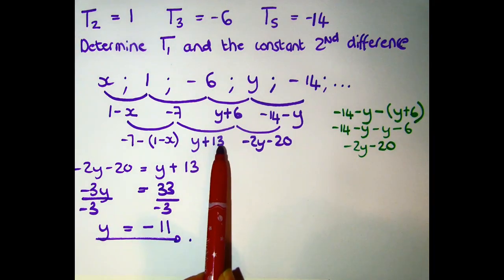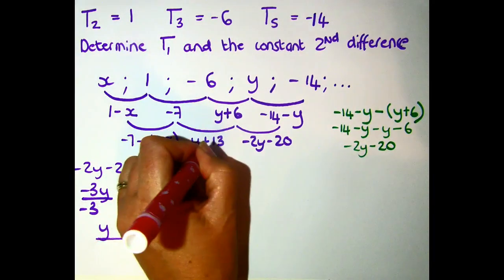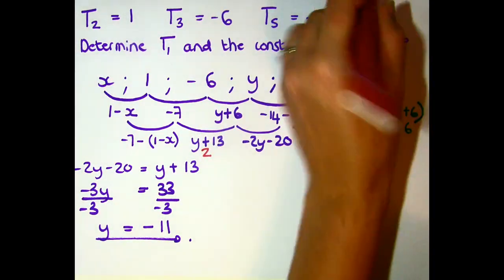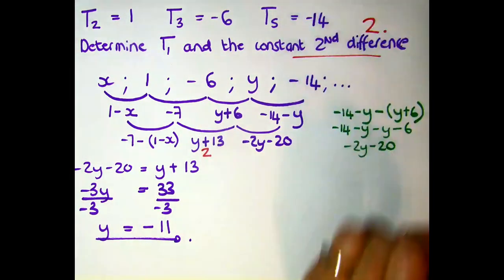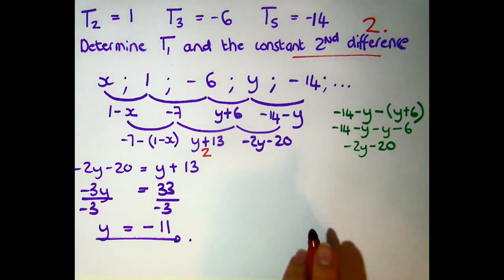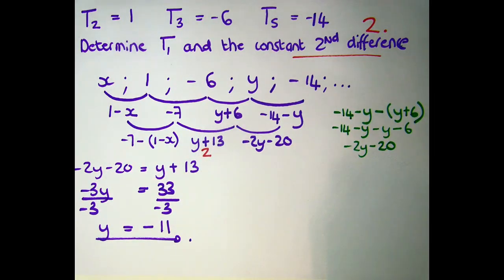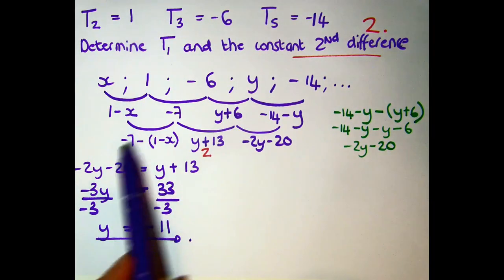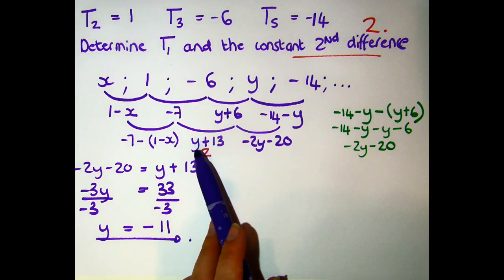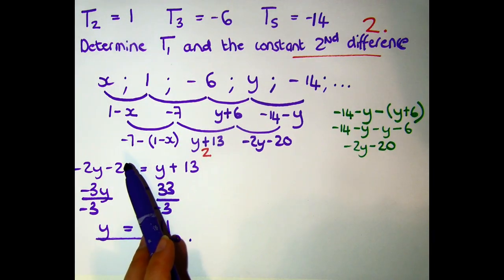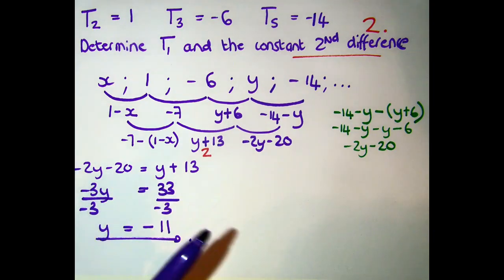Negative 11 plus 13 gives me 2. Okay, I've just gotten the second difference. So the constant second difference is 2. I'm allowed to make that assumption because it told me it's quadratic, and I know that these guys are the second differences. Okay, so first bit of the problem solved. And now I need to use the fact that Y is negative 11 to get out my answer here. Okay, so I know that this over here equals the constant difference, which is 2.